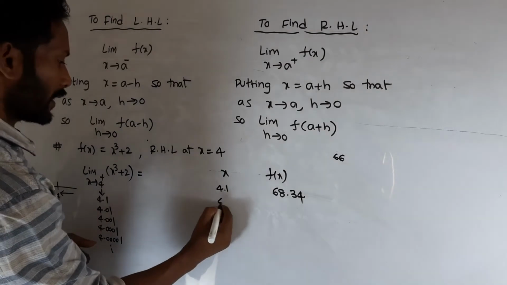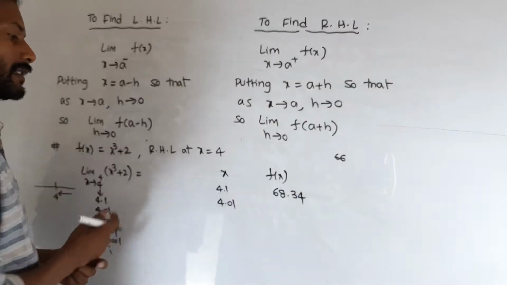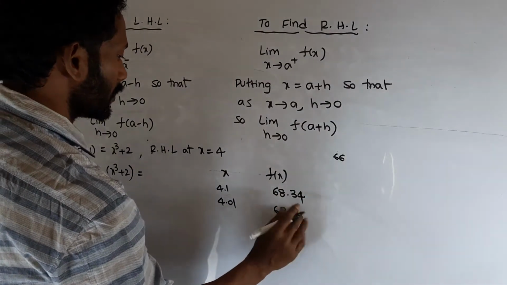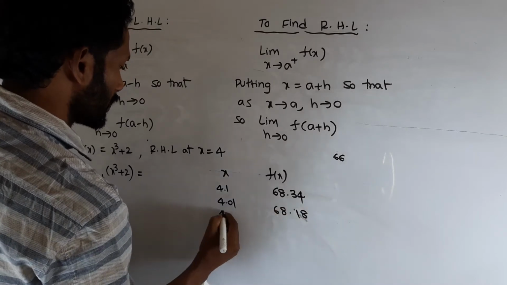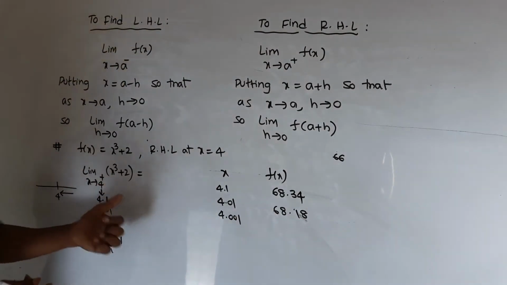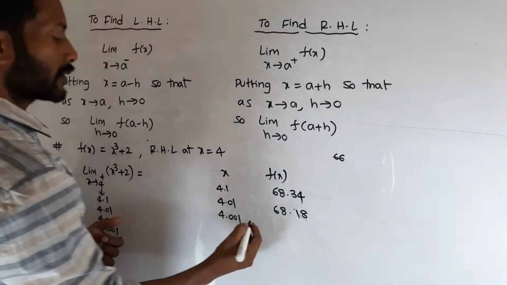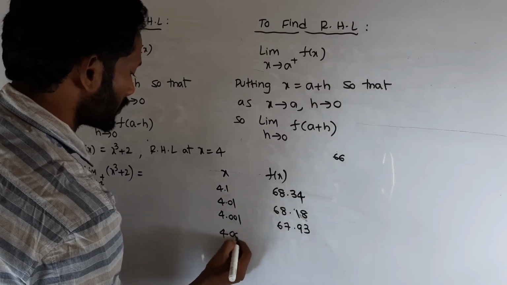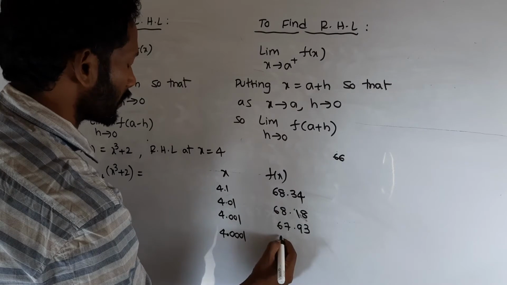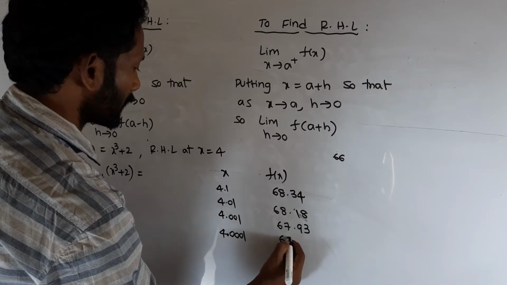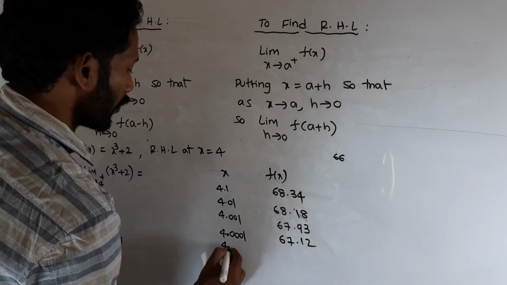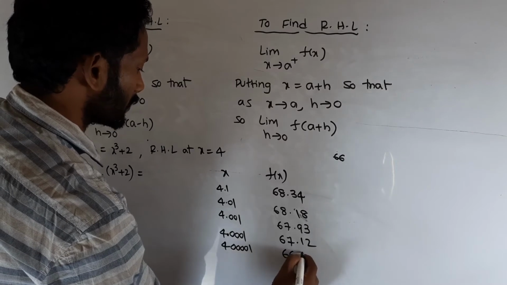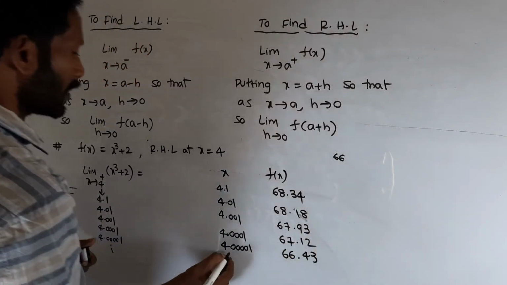Next, 4.01: 4.01 whole cube plus 2 is 68.18. Next, 4.001: x cube, 4 cube, 64 plus 2, is approximately 67.93. Then 4.0001 gives a value closer to 67.12, and the next one is 66.43, and so on.